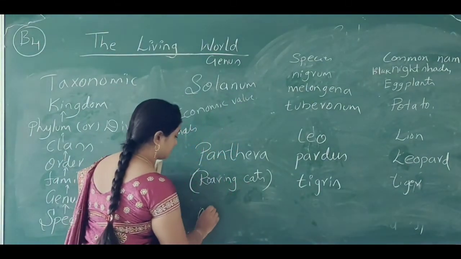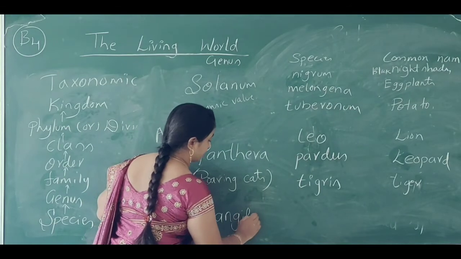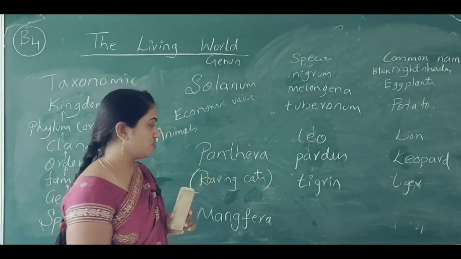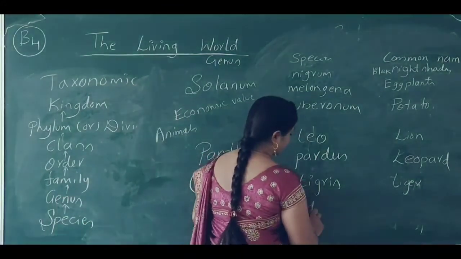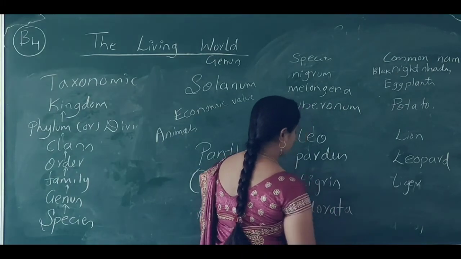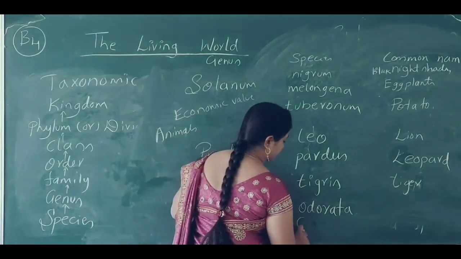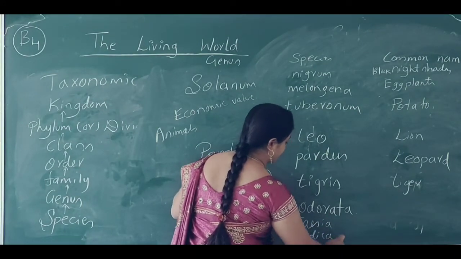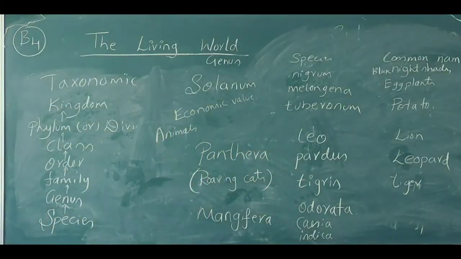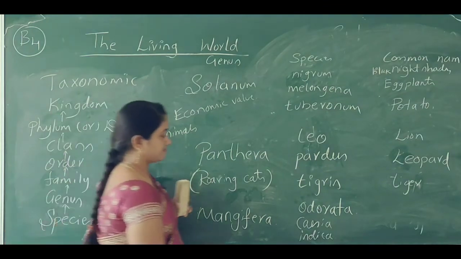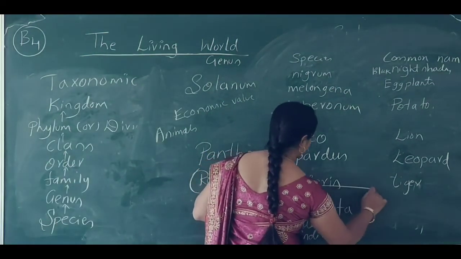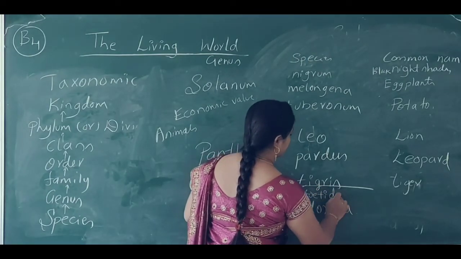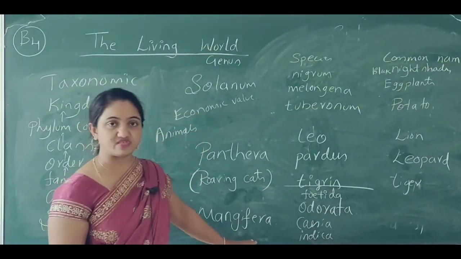I'll write here itself. Mangifera, the common genus for all the species of mango, and the different species are as follows: Mangifera odorata, Mangifera sessia, Mangifera indica, and one more species, Mangifera fetida. What are all these? These are the different species of mango.